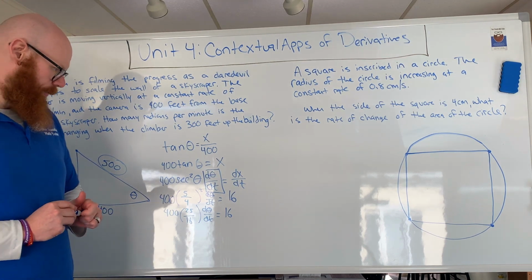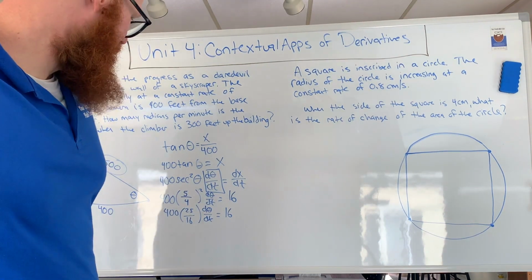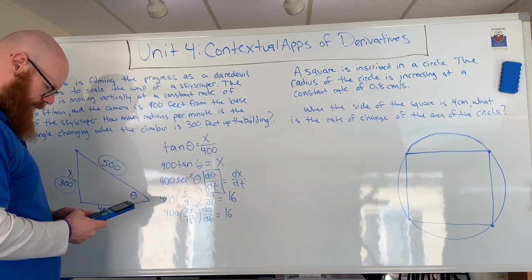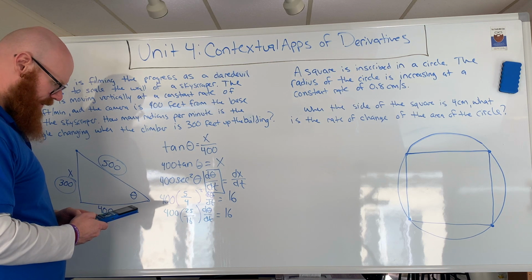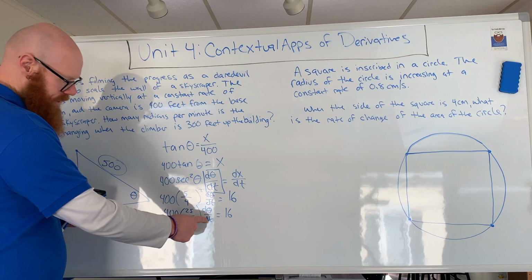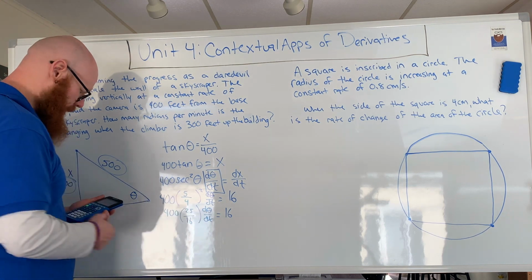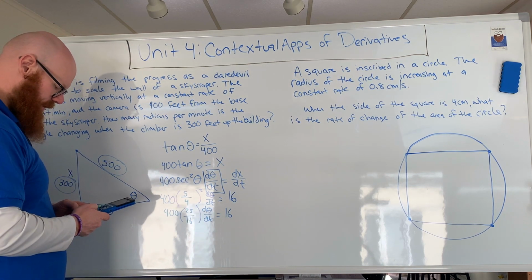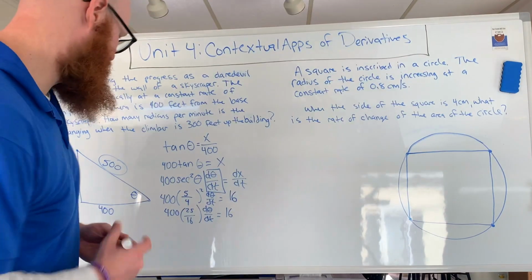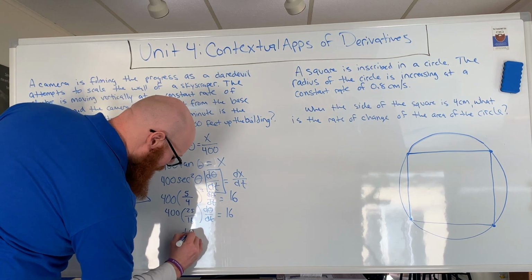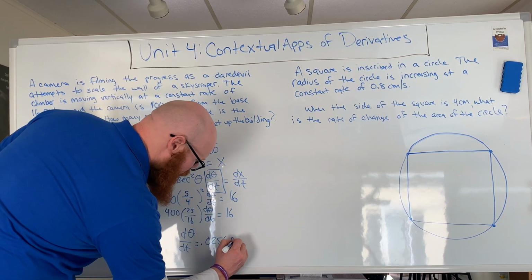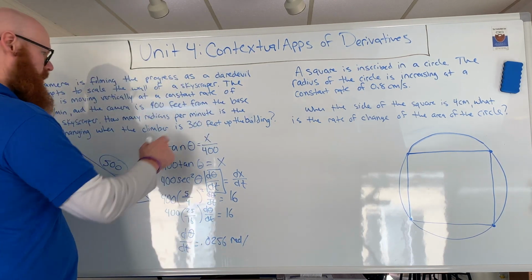So we could probably just throw this in a calculator. I'm sure we could figure this out if we just simplified a bit. But I'm just going to use a calculator. So we've got 25 over 16 times 400 is 625. And then when we do d theta dt, it'll be 16 divided by 625. And that gives us about 0.0256. So d theta dt is 0.0256 radians per minute.